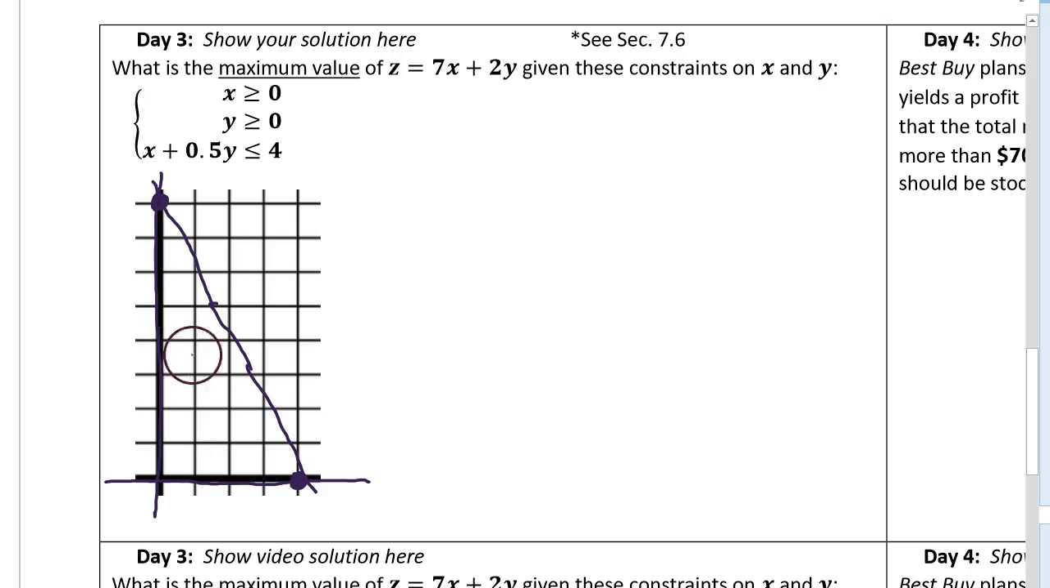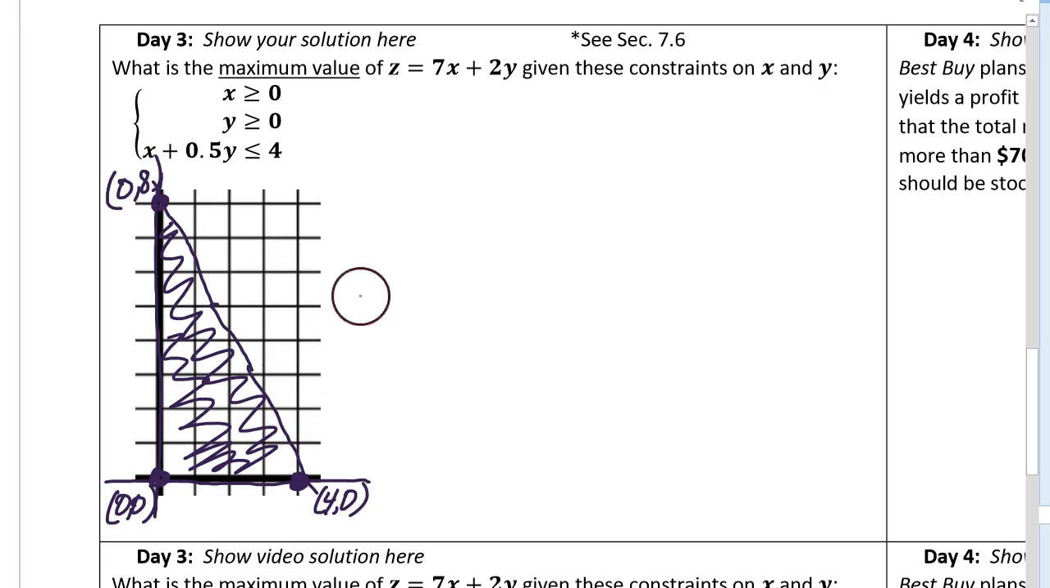Being greater than the vertical line, being greater than the horizontal line, but being less than the diagonal line is this triangular region of space. But what we're really interested in are the vertices. The bottom left corner is 0, 0. That would be the x and y values that would give us the minimum value of that expression. This dot right here is 4, 0. And this dot right here is 0, 8.